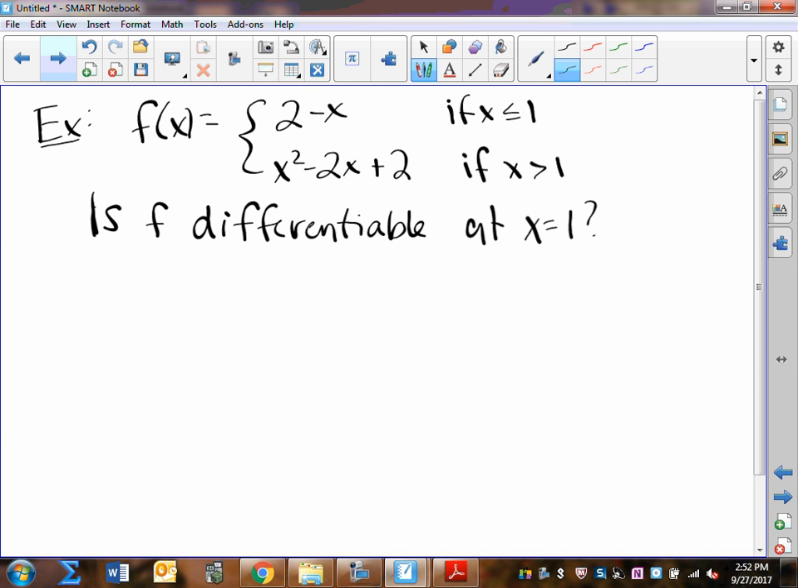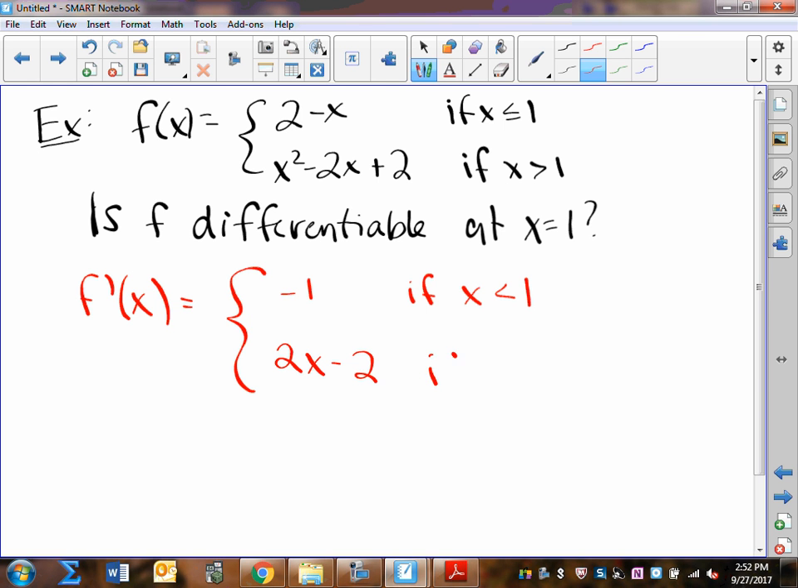Okay, now, is f differentiable at x equals 1? Well, let's take a look at what my derivative actually is. F prime of x. Again, you take the derivative of the individual pieces and leave the intervals alone, but don't put that or equal to until we know we actually have it. So what's the derivative of 2 minus x? Negative 1, if x is, we'll just say, less than 1 for now. And what's my derivative of the second piece? 2x minus 2 if x is greater than 1. Okay, so what we need to know is, is it differentiable at 1? And if it is, then we can fill in the or equal to.